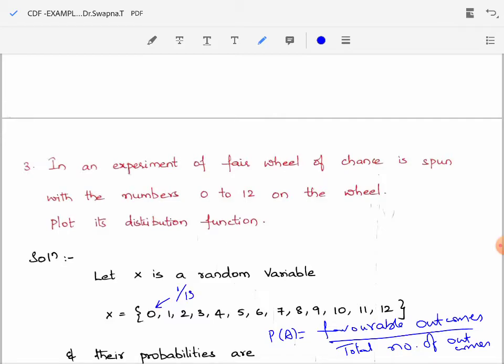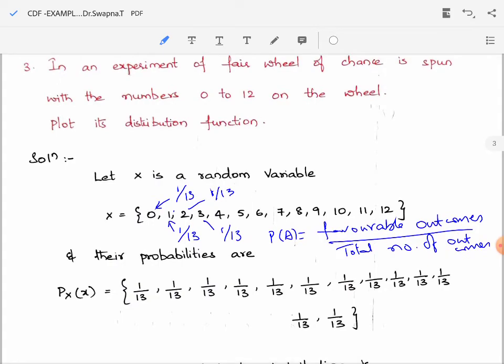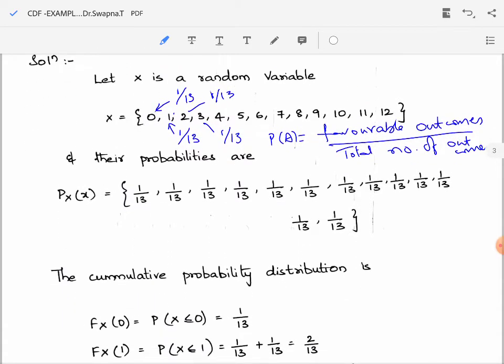And what is the probability of 1? 1 is also one favorable outcome out of 13 possible outcomes. Probability of 2 is again 1 by 13. Probability of 3, 1 by 13. This experiment is a clear example of equally likely events. The same thing we wrote here, the probabilities of the random variables.